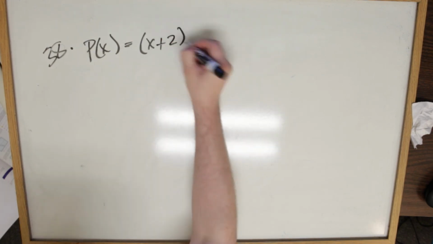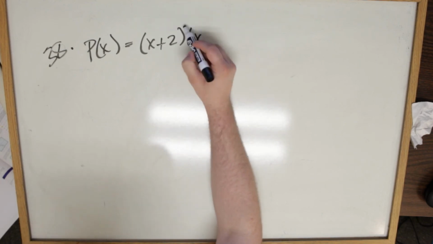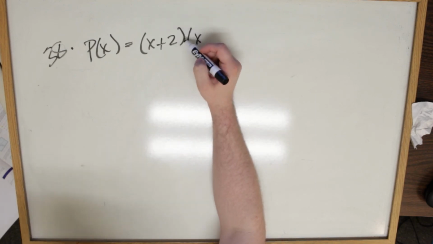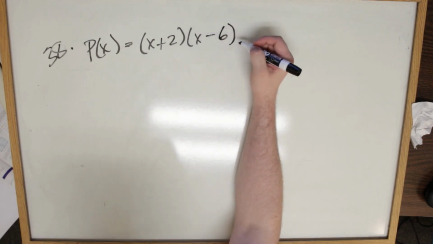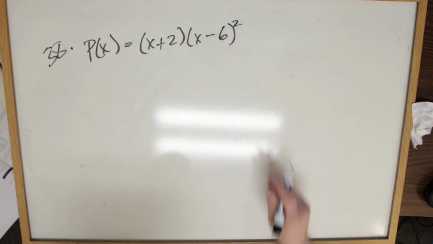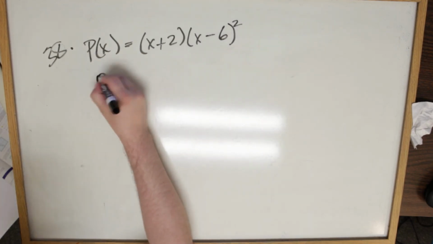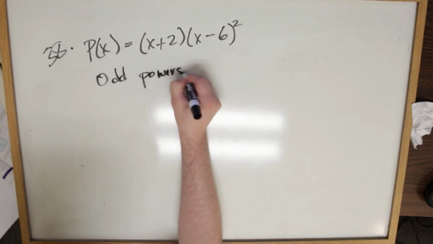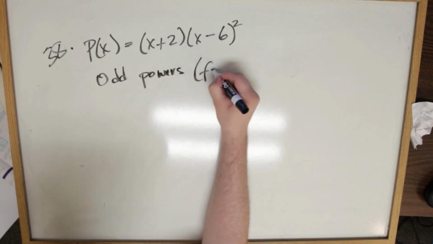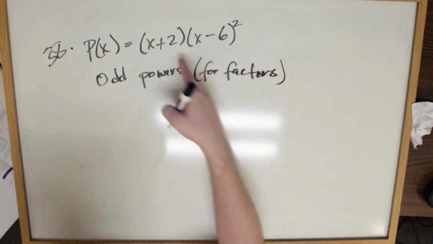Long story short, here's what we're doing. You take a look at the factors and you're looking at the exponents, whether they're even or odd. They're going to tell you a specific characteristic or attribute of the graph itself. So here's what you get. When you've got odd powers, this is just for factors only. You can see this is in factored form here.